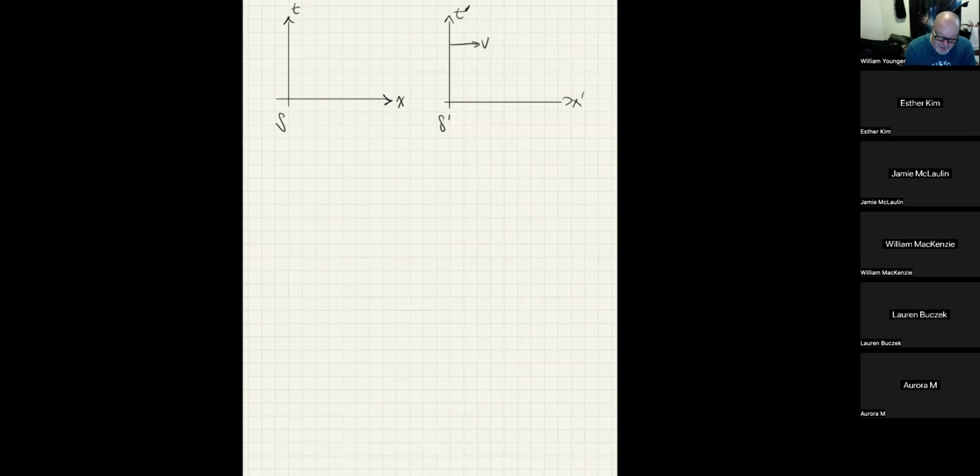Now, what we had was that x prime equals x, y prime equals y, and z prime equals z, and t prime equals t equals 0. So at that instant in time, when we started watching the system, the two origins were laying right on top of each other. The t-axis and the t prime axis were laying right on top of each other, and the x and the x prime axis were laying right on top of each other. Same thing with the y and the y prime and the z and the z prime.